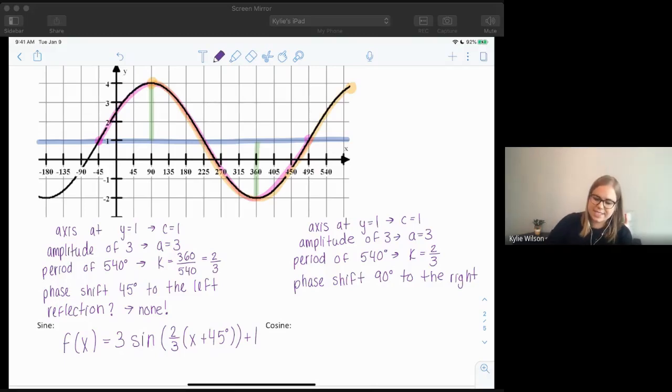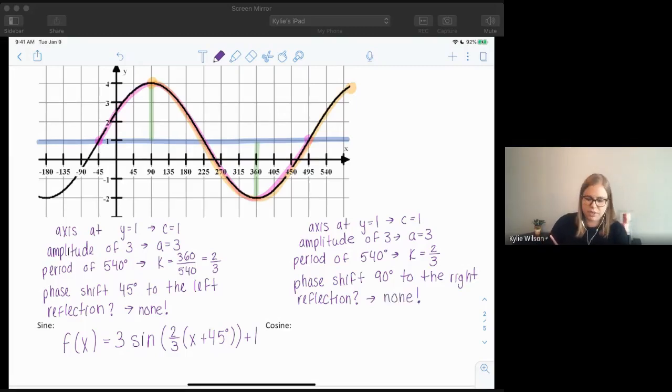Okay, and then I'm going to look for reflection. So my parent function of my cosine looks like that. So we have the same shape. It hasn't been flipped upside down. So we don't have a reflection.